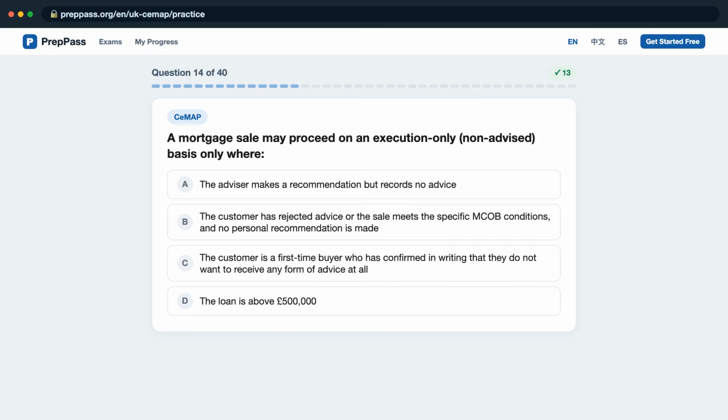Question 14. A mortgage sale may proceed on an execution-only, non-advised, basis only where, is it A, the advisor makes a recommendation but records no advice? B, the customer has rejected advice or the sale meets the specific MCOB conditions, and no personal recommendation is made? C, the customer is a first-time buyer who has confirmed in writing that they do not want to receive any form of advice at all? D, the loan is above £500,000?